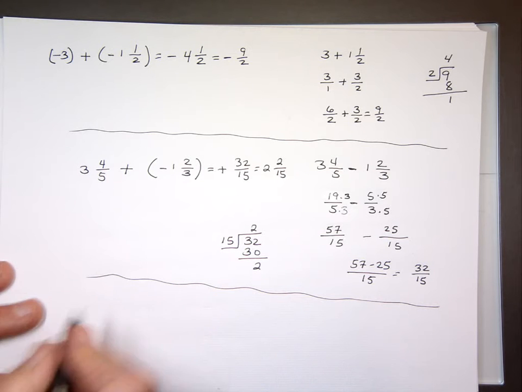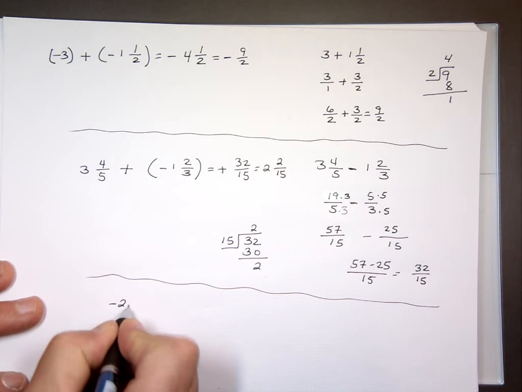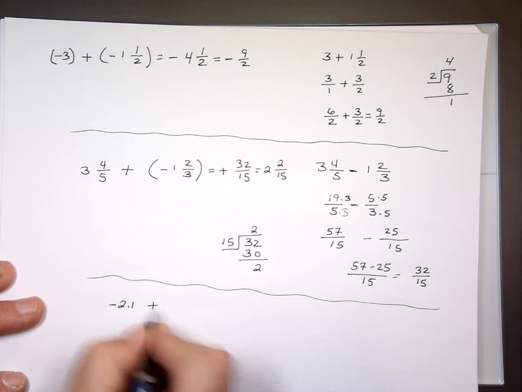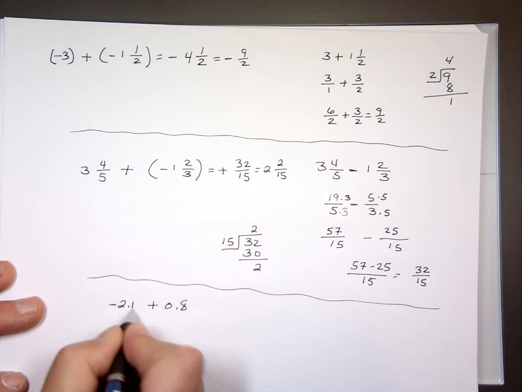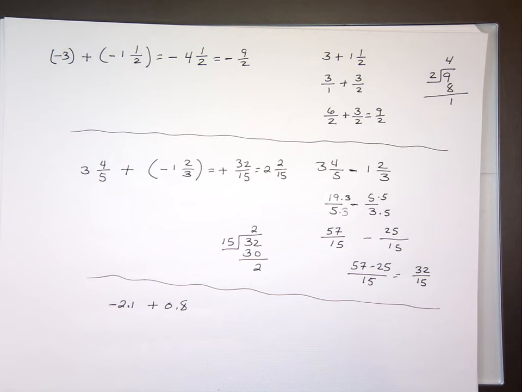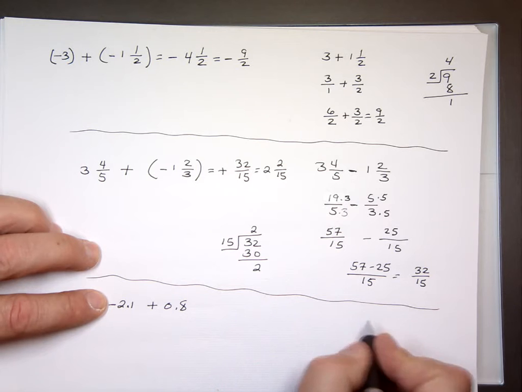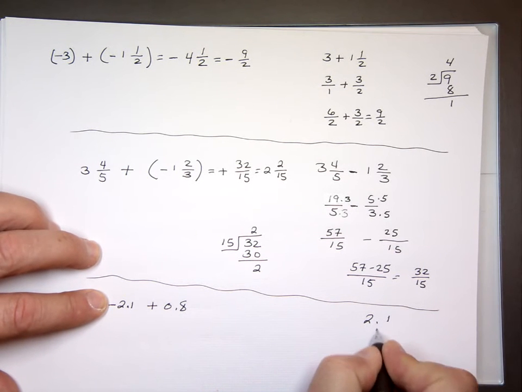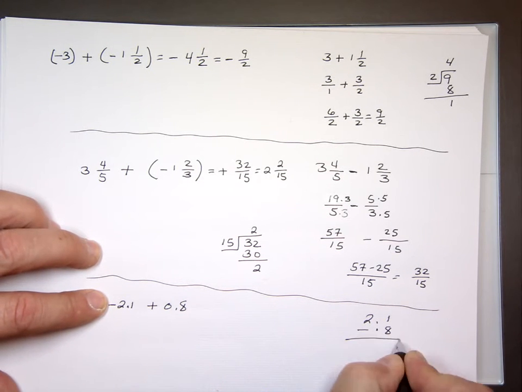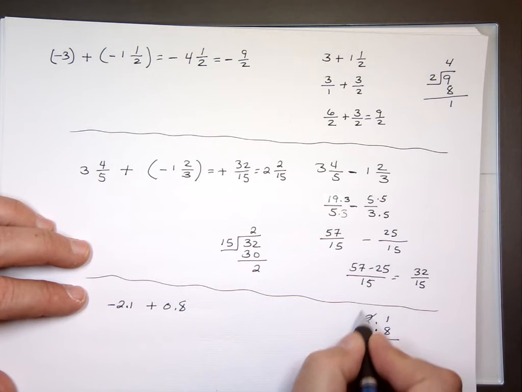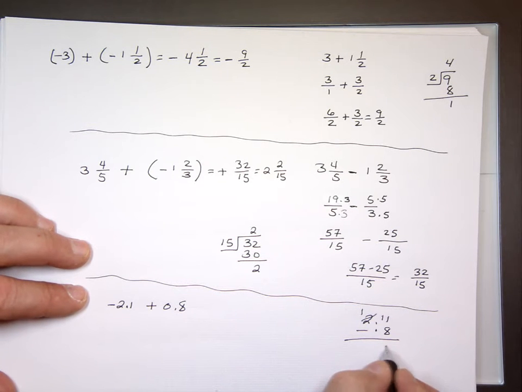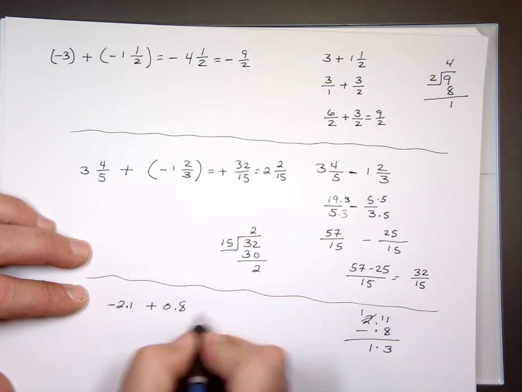Let's go to chapter 3, when you had decimals. Like this. Are they the same sign or different signs? Different. You subtract the 0.8 from the 2.1. 8 from 1 you can't. This becomes 1, that's 11. 8 from 11, 3. That's a 1.3.